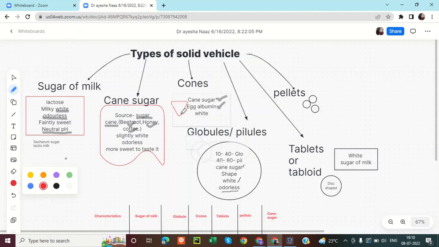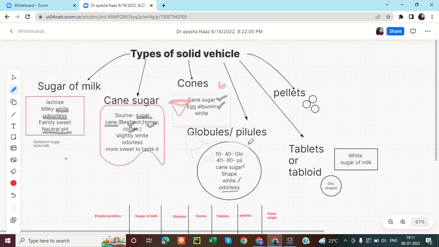Cone appears like a cone. Have you seen an ice cream cone? The shape is the same. The most common size which is used for cone is size number 6. Why is it called number 6 size? It depends on the diameter of the base. How big this diameter is determines its base. Basically 6 mm. But we don't write mm in any of the vehicles, like I will tell you in globule also. So it is number 6 size. The egg albumin part makes it more porous. That's why egg albumin is added to it.